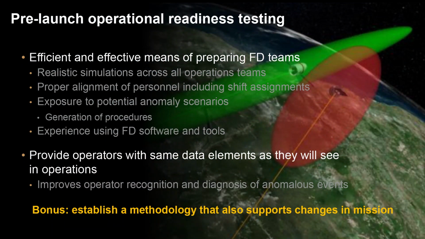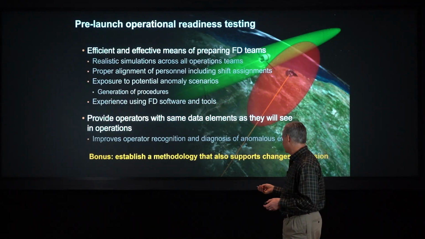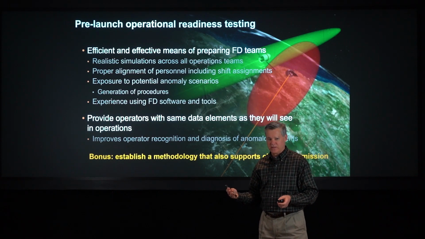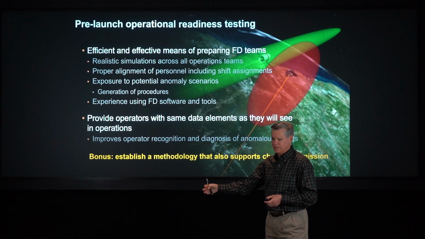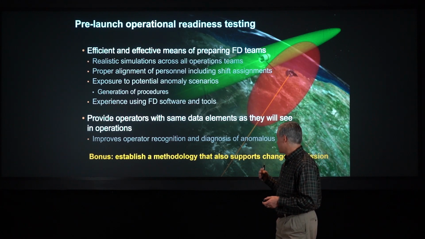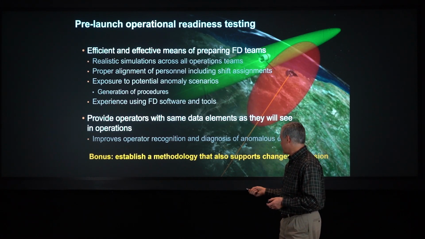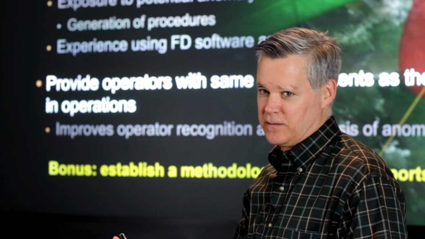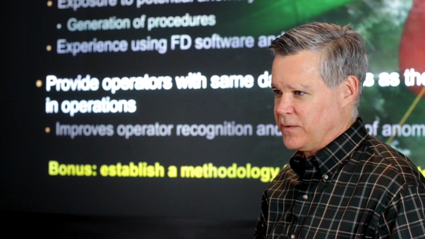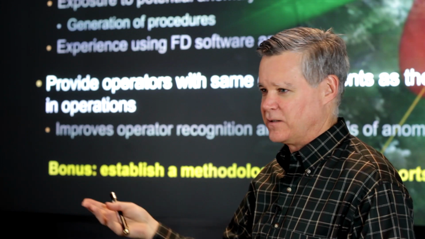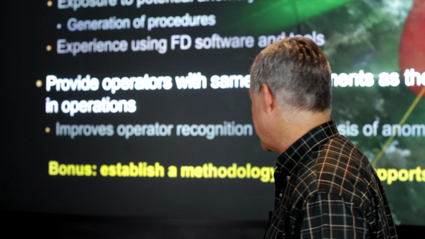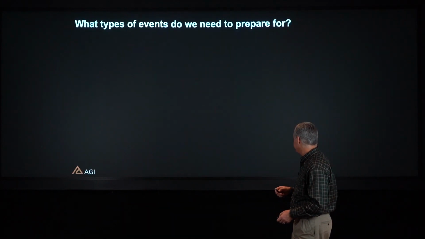Oh, and an added bonus of this particular technique is that when we prepare our operators in this way, it also establishes a methodology that we can use later on if the mission changes. So we're going through a whole bunch of different events. We're teaching our operators how to deal with anomalies, and that also prepares them for mission changes, which happen sometimes by necessity because of failures on the spacecraft, sometimes because our spacecraft has performed so well we want to do an extended mission, which requires the spacecraft to operate in a new way.